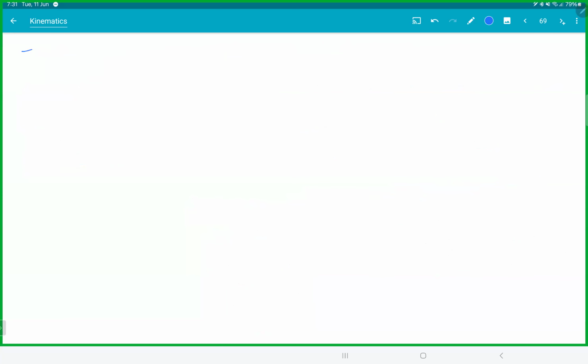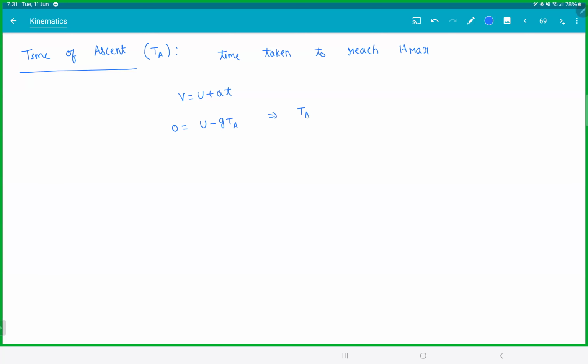The time of ascent. This is the time taken to reach h max. Again, we are using the equation v is equal to u plus at. At the highest point v is 0. This is u minus g times the time of ascent. So we get time of ascent is u by g. Again, the more general formula will be u_y by a_y.